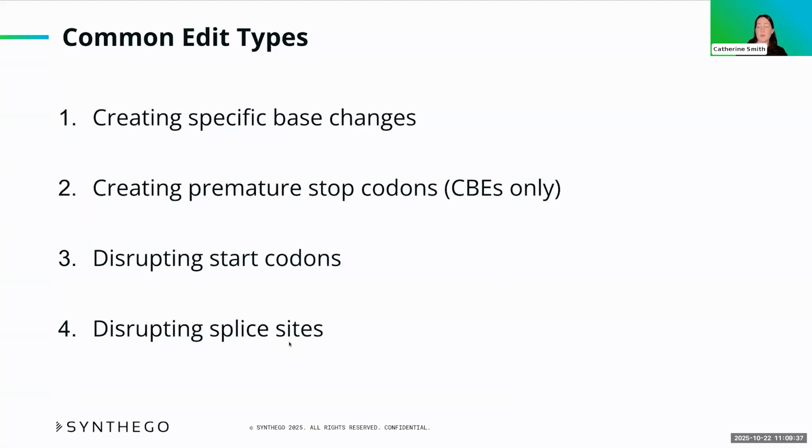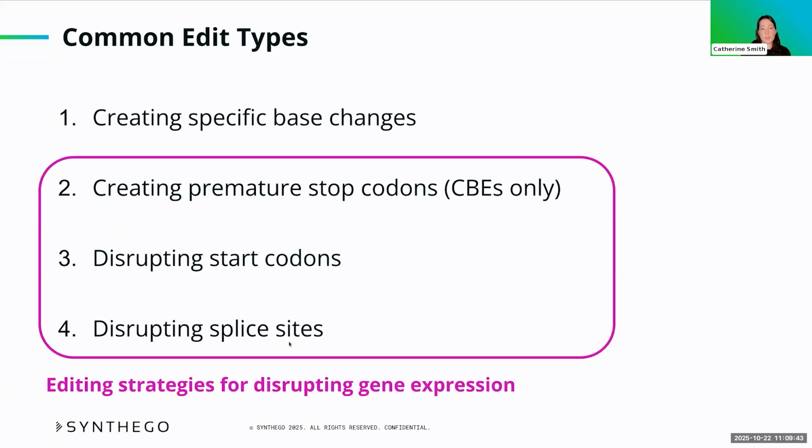Base editing can also be used to create premature stop codons, disrupt start codons, and disrupt splice sites. These strategies are typically used for disrupting normal gene expression. In other words, these are base editing strategies that can be used to create gene knockouts.